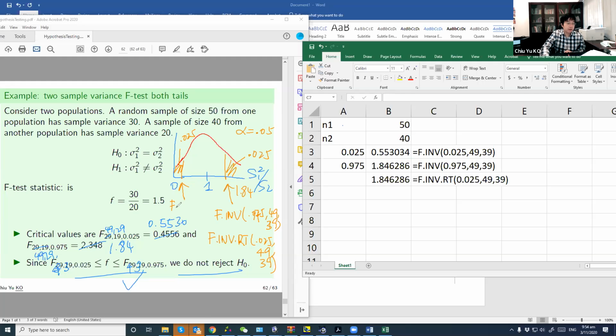And here you have F.INV with 0.025, 49, 39, and this number is 0.55. What you get from the data is 1.5, so it's here. It's not in the rejection region, so that's why you do not reject. If it is beyond 1.8 or smaller than 0.55, then you reject. Is it okay?